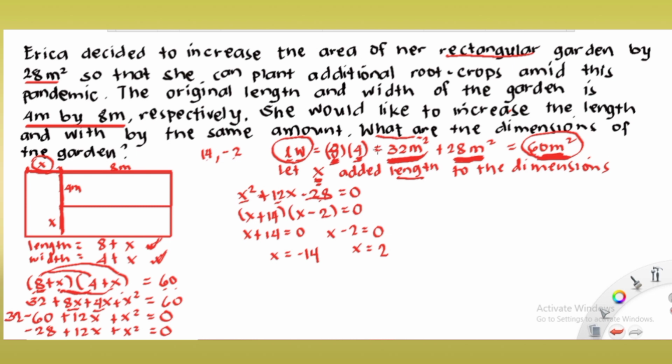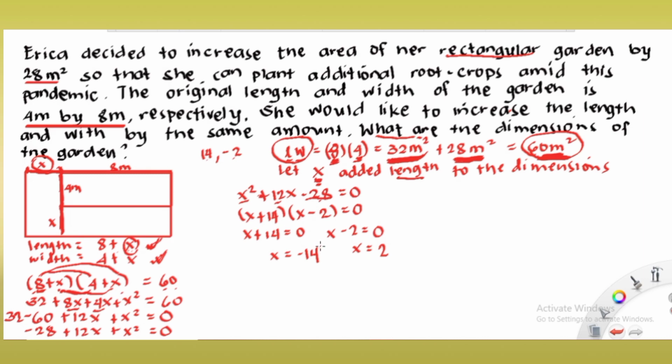Alright, so let's go back to the question in the problem. So, what are the dimensions of the garden? So, again, we need to find the value of x para malaman natin kung ano ang 8 plus x at saka ang 4 plus x. Okay, actually, pwede natin itong isulat din as x plus 8 and then x plus 4. Okay, they are just the same. So, kailangan natin malaman ang value ng x para malaman natin ang x plus 8 or 8 plus x at 4 plus x.